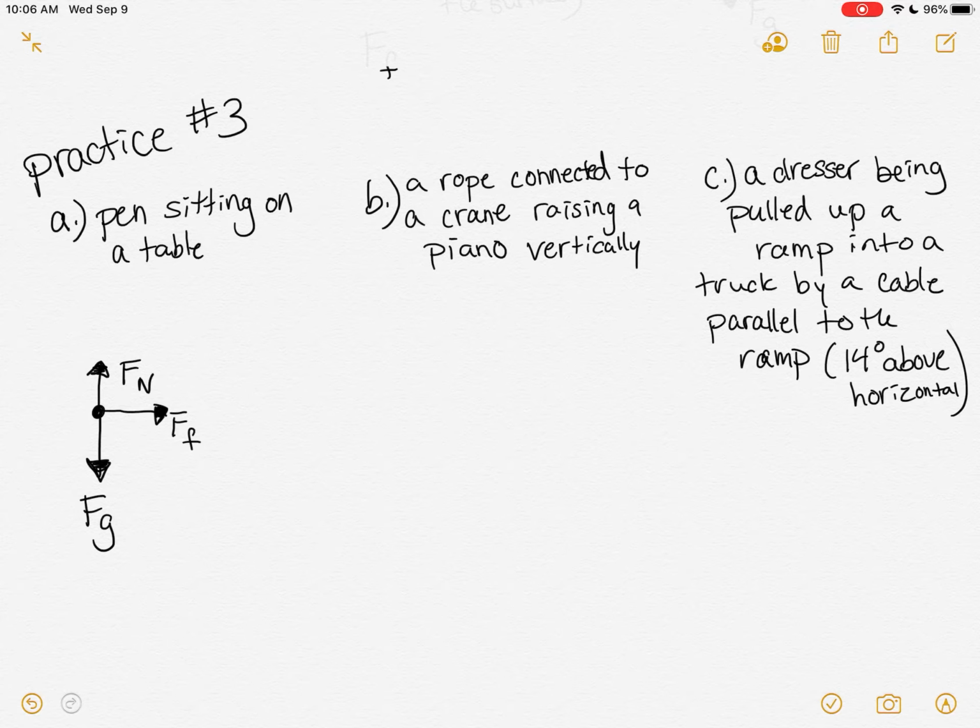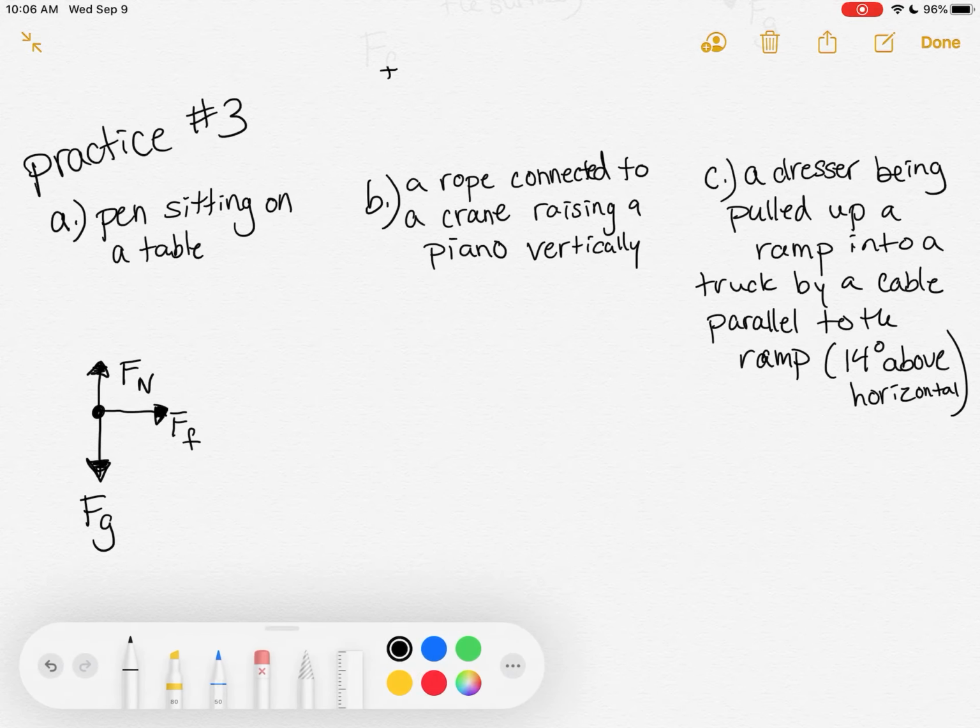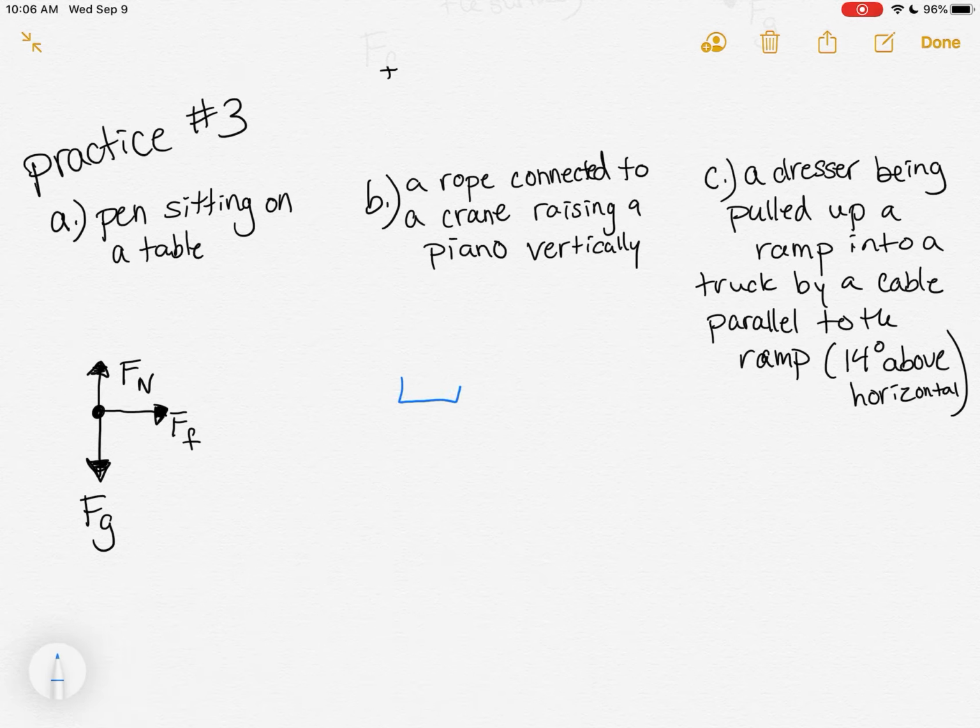All right, so then our rope connected to a crane that's raising a piano. For this one, I think I want to draw a system diagram first. So we're going to have this piano here, and my piano is so beautiful. And we're going to have this rope.